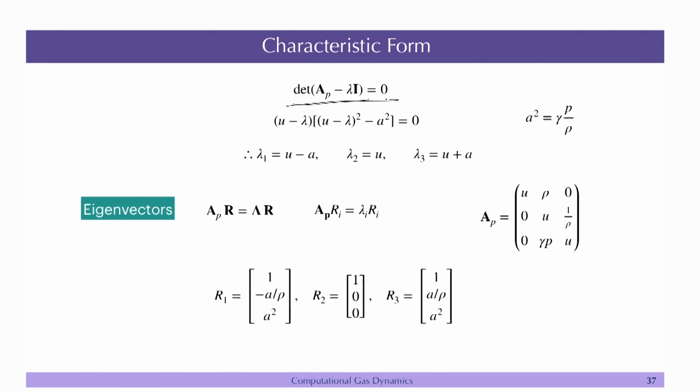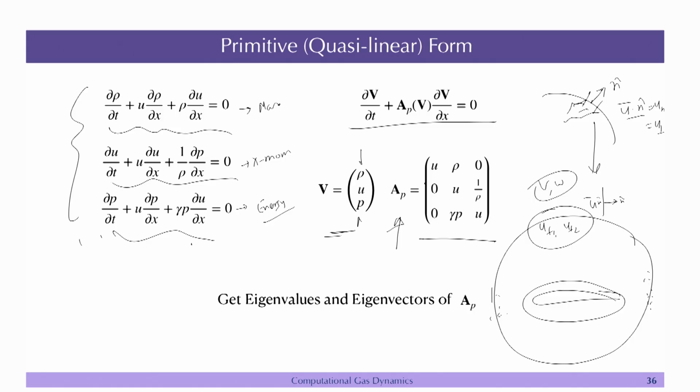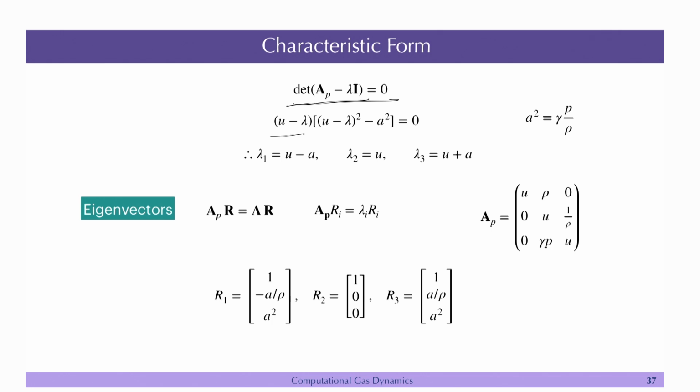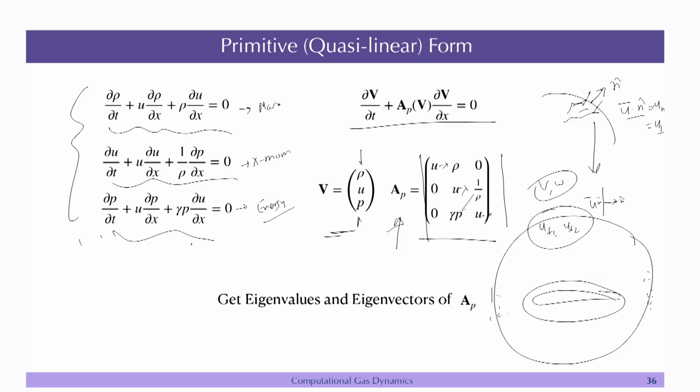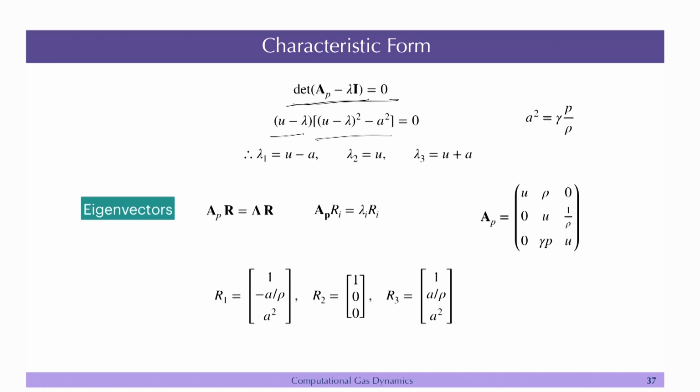Basically, you take the determinant of AP minus lambda I. So, you will have u minus lambda here, u minus lambda here, u minus lambda here, and take the determinant of this. If you do that, this will be u minus lambda, and u minus lambda squared minus gamma p by rho, which is a squared. So, then we will have 3 eigenvalues, u minus a, u and u plus a. Now I have to get the eigenvector.